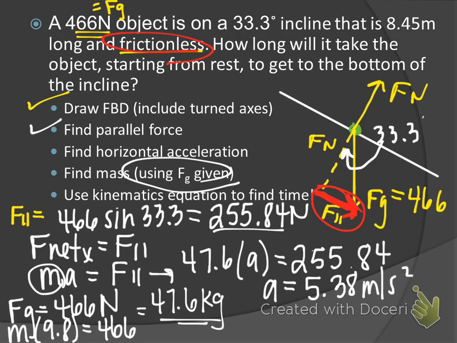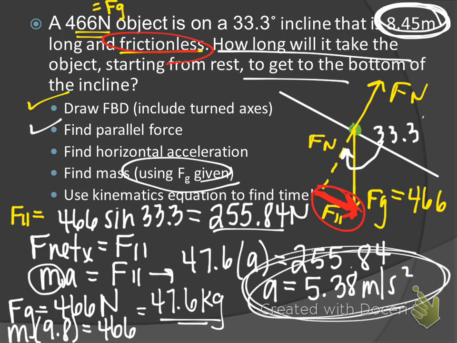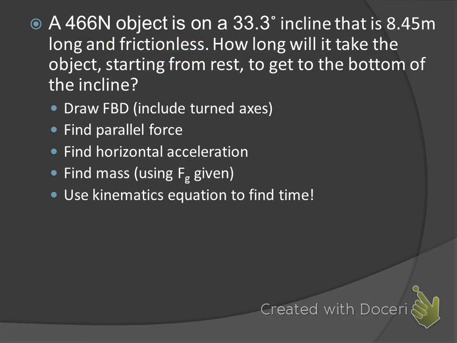So now we've got our horizontal acceleration. However, that's not what our problem asked us for. It asked us to find how long it will take to get to the bottom. We're looking for a time here. It gave us a distance that our object is going to travel, and we now have our acceleration. So I'm going to clear this off, and we're going to solve for the time it takes to get from this starting point that's 8.45 meters above the bottom of the incline down to the bottom of the incline.